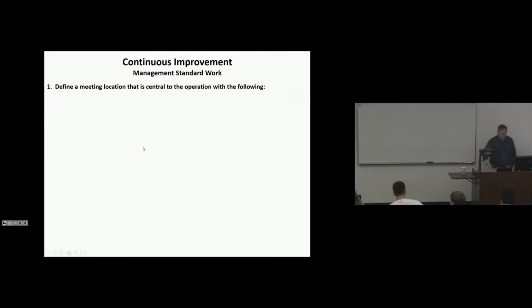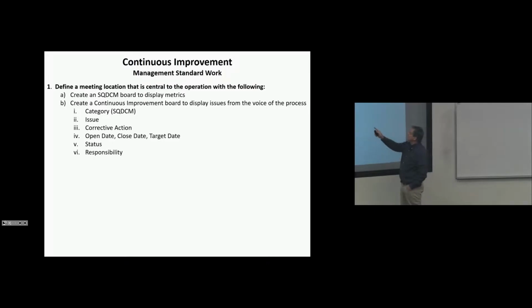Okay, so define a meeting. These are just some rules around it. Define a meeting location that's central to the operation with the following. Create an SQDCM board with the metrics, and then create a continuous improvement board to display issues from the voice of the process. Not exactly necessary, but we like to capture things in the SQDCM format.